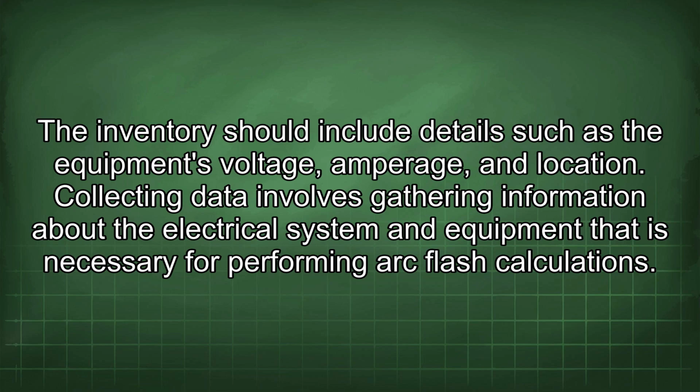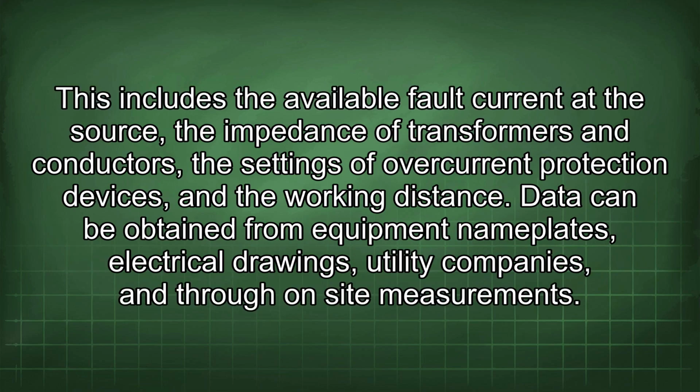Collecting data involves gathering information about the electrical system and equipment that is necessary for performing arc flash calculations. This includes the available fault current at the source, the impedance of transformers and conductors, the settings of overcurrent protection devices, and the working distance. Data can be obtained from equipment nameplates, electrical drawings, utility companies, and through on-site measurements.